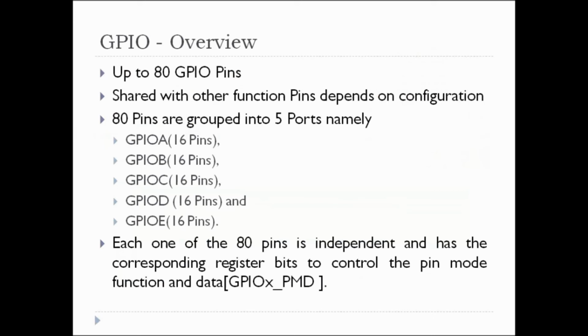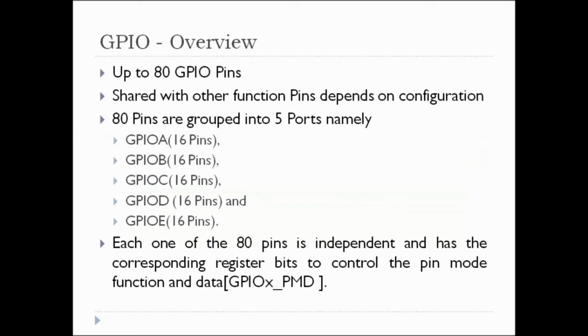These 80 pins are arranged into 5 ports, namely GPIO A, which has 16 pins, GPIO B, which has 16 pins, GPIO C, GPIO D, and GPIO E. All the ports are equipped with 16 pins. For each port, we have a separate control register to configure.